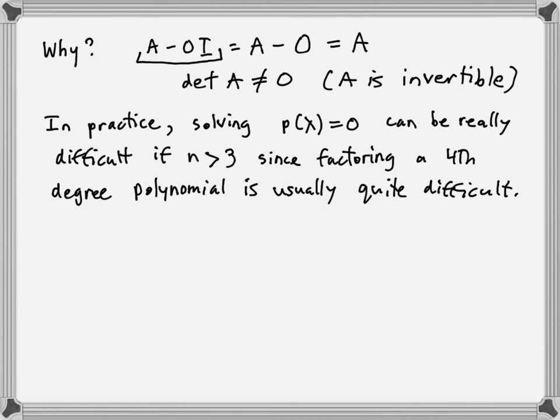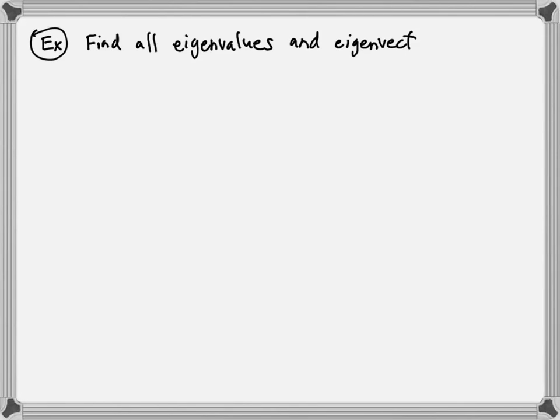Let's write this down on the next page. We're going to find all eigenvalues and eigenvectors of A, which is going to be 5, -3, -3, 12, -10, -12, and -6, 6, 8.